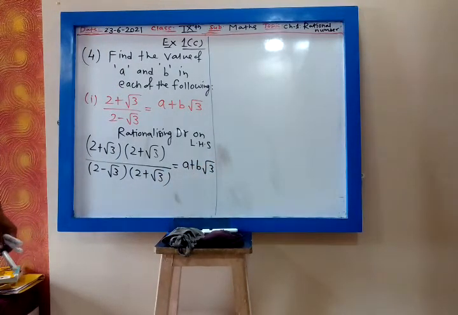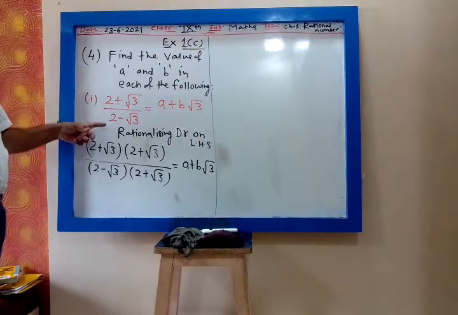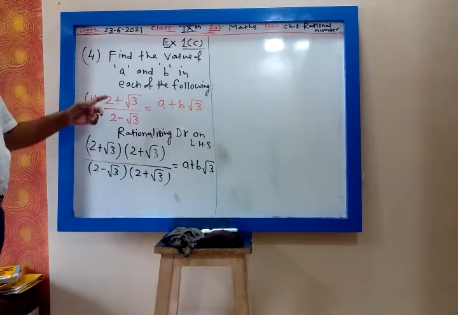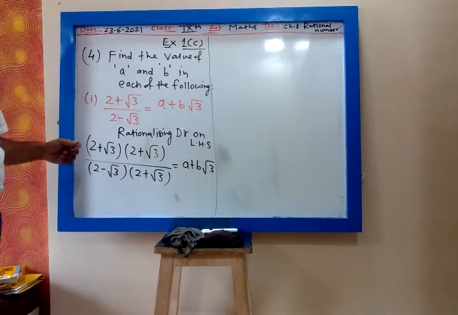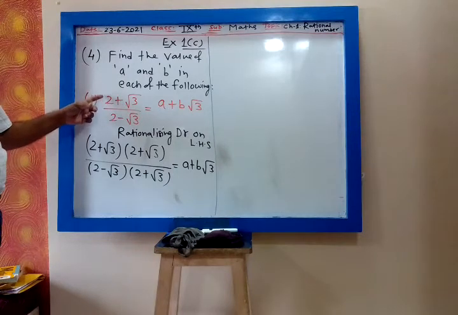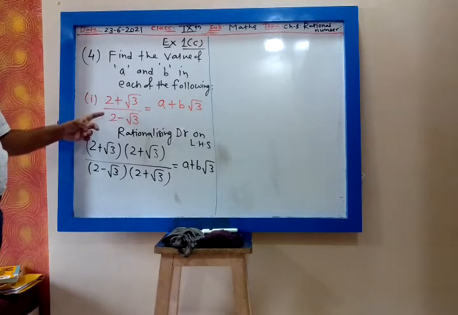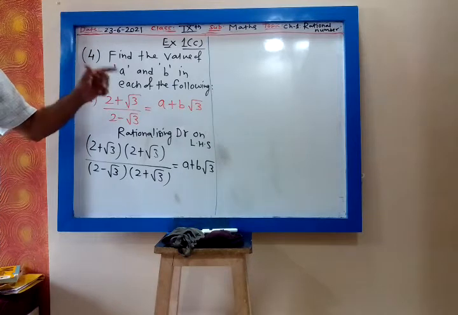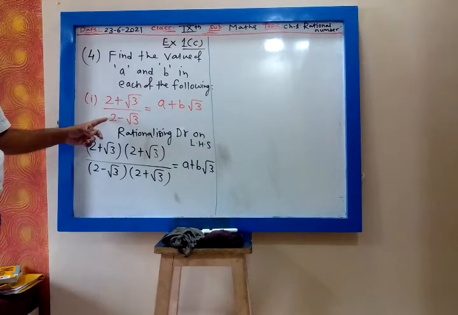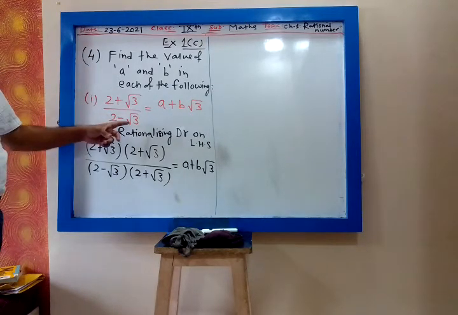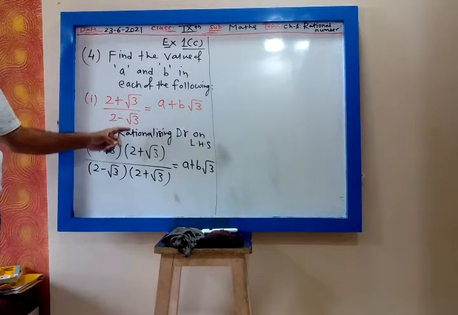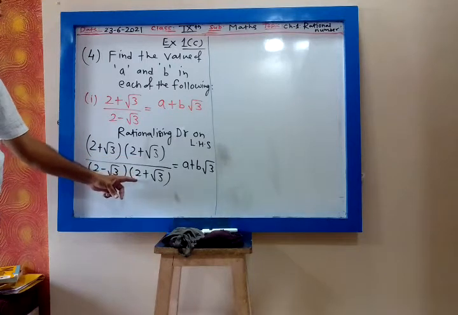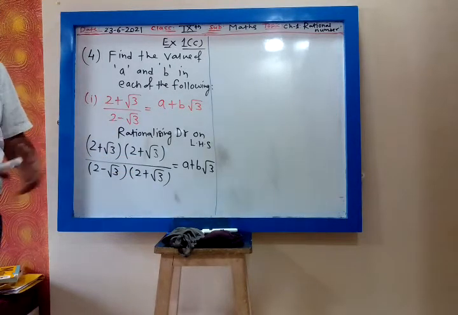So what is the working method in this type of problem? You have to simplify the left hand side, and after simplification compare it with the right hand side. The left hand side is a division of two irrational numbers, so we rationalize the denominator. The denominator is 2 minus root 3, so the rationalizing factor is 2 plus root 3, which we multiply in the numerator and the denominator.